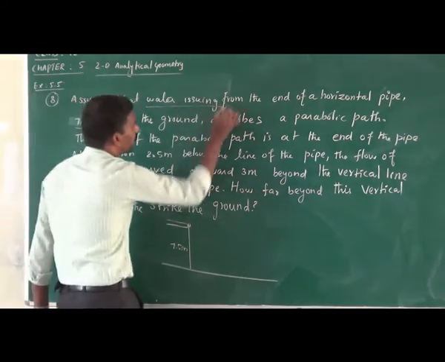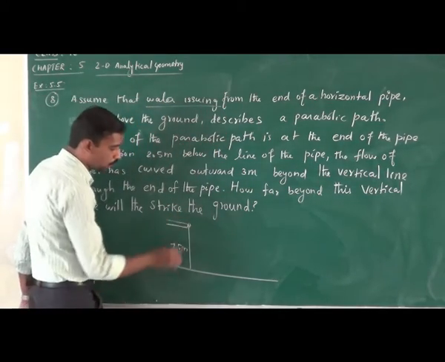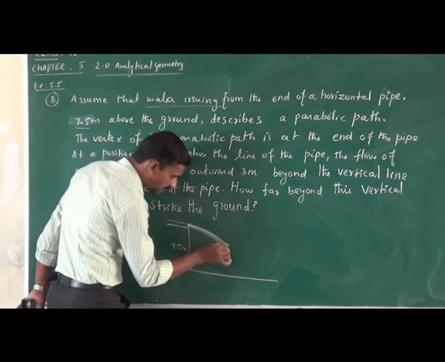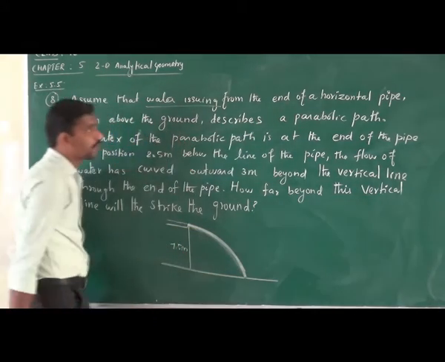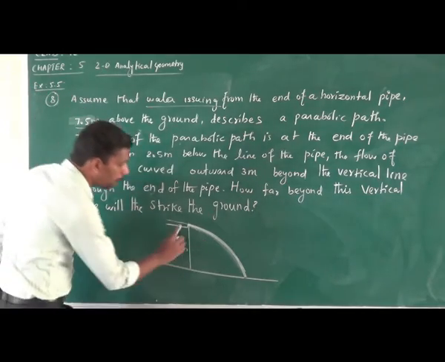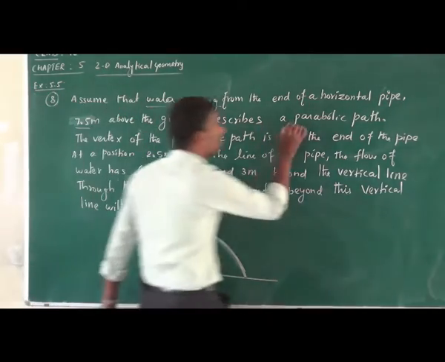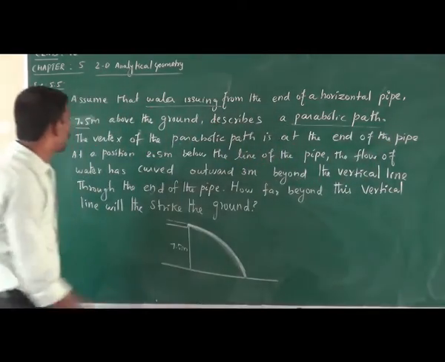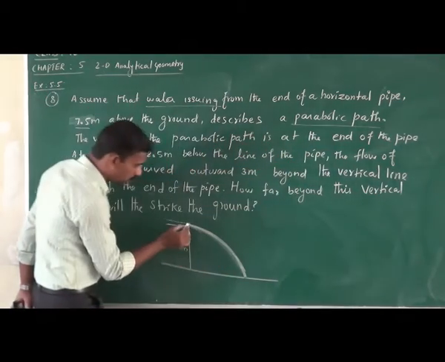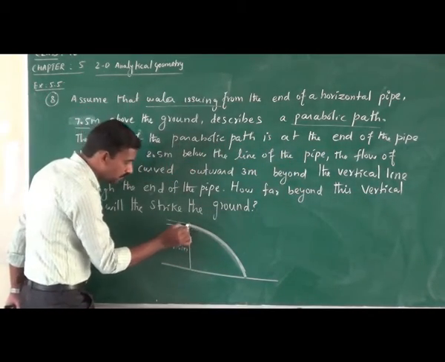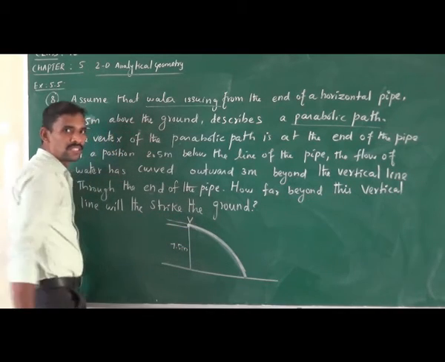The water is issuing, so the water will flow down to the ground. So the water strikes the ground, right? Like this, the water strikes the ground here. So it looks like a parabolic path. Next, the vertex of the parabolic path is at the end of the pipe. So this is the end of the pipe, and this point is nothing but the vertex.